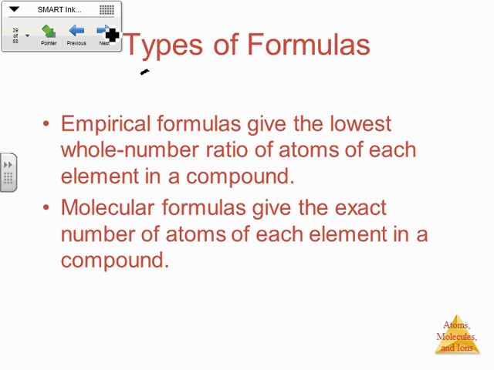So an example of that, C6H12O6, that is a glucose molecule. Okay, that's a molecular formula right there. The empirical formula for that would be CH2O, because we reduced it down to its lowest amount.